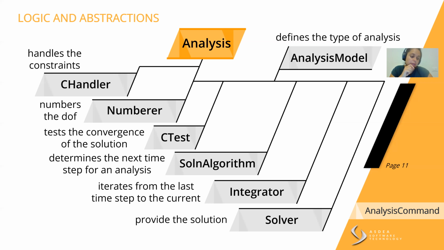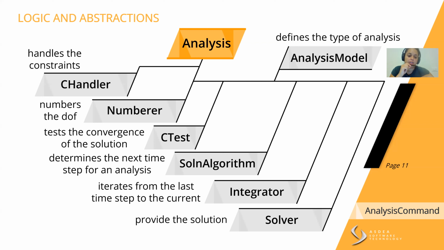Then we have a convergence test. As in most FEM software, it can be on displacement, on force balance, or on energy. We will discuss when to use each of these tests and why. Then we have a solution algorithm that will determine how you move from one step to the other in the analysis. Most of you who studied FEM at university will have studied different types of solution algorithms. You don't need to know exactly how they work. You just need to know how they work in comparison with each other. What are their perks in terms of computational efficiency and accuracy of the results?